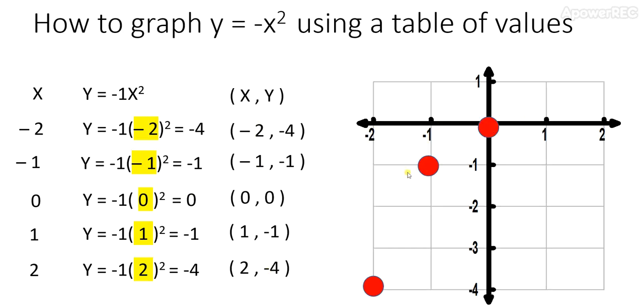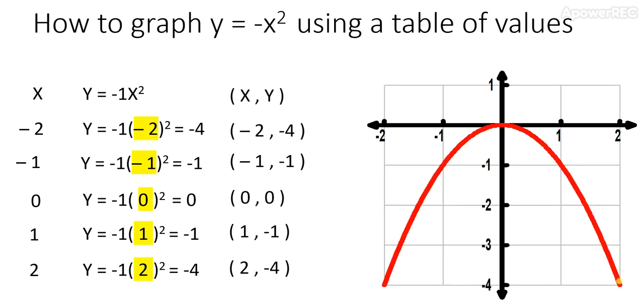To plot 1, negative 1, start at the origin and go 1 to the right and 1 down. And lastly, for 2, negative 4, we're going to go 2 units to the right and 4 units down, and we have our 5 key critical points. The third step is to draw a nice smooth curve that joins all of these 5 key critical points. If you do it correctly, it should look like this. So this is how you graph y equals negative 1x squared using a table of values.